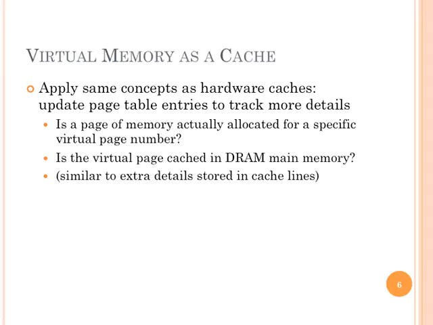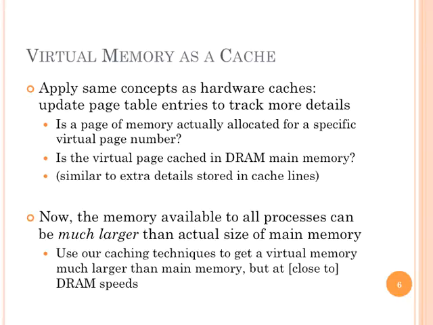So we need to know, does the virtual page, or I should say the address range represented by a virtual page, correspond to some actual data, or is it unassigned to the process? Because if it's unassigned, then we know that accesses in there are just invalid. But if it's in there, we may need to do something special. Also, is a virtual page cached in DRAM main memory? So is it valid, or is it present in main memory? We need to be able to keep track of that stuff.